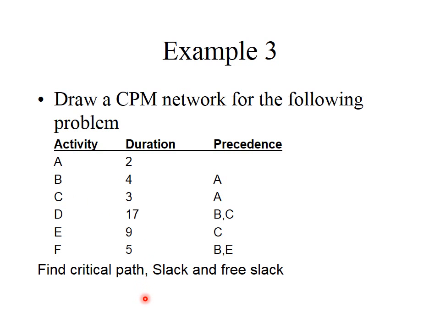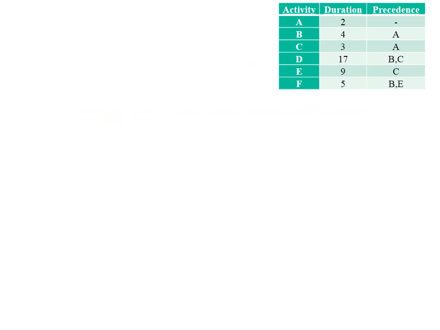Example 3. This looks like a pretty simple example, right? You have only 6 activities. It doesn't look very complex. So let's begin. Again, I put down this information here. A has no predecessor, takes 2 months.